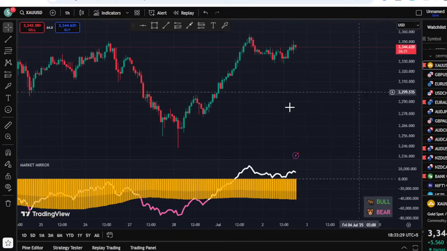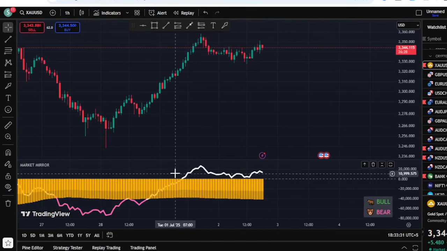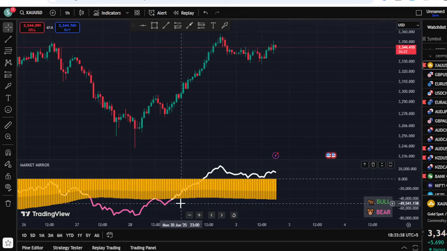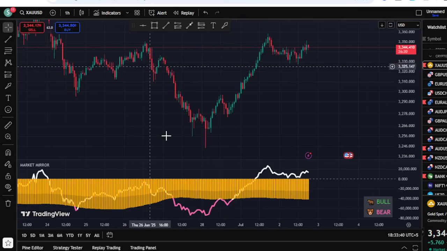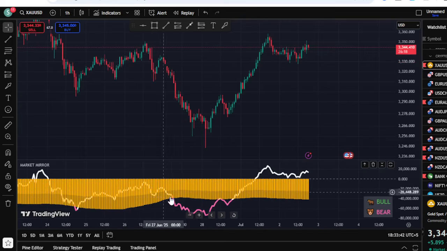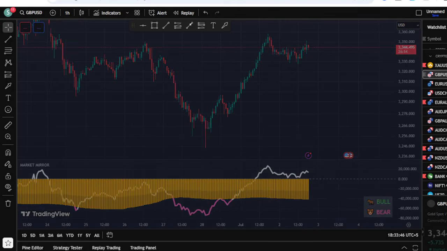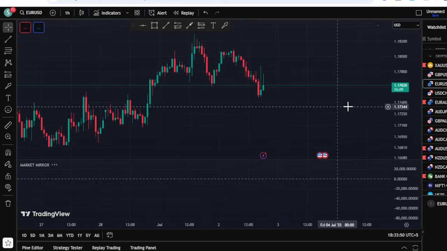Okay, now I take you to the 1 hour chart. For example, start with gold. Just look at gold here. Somewhere the price crosses the zero level, and then you can see a great pullback here. And if we talk about the previous trend, you can see below the zero, the pink moving average. Now you can see the gold was only dropping. There was no other scene in the market.